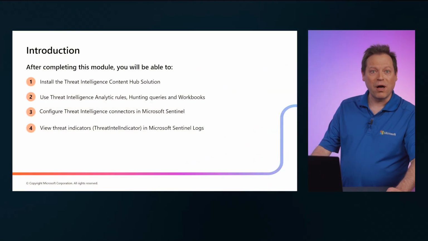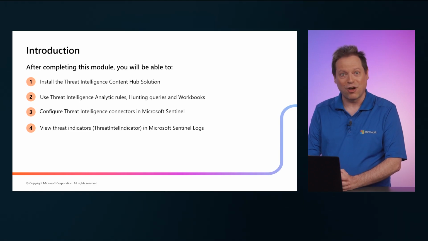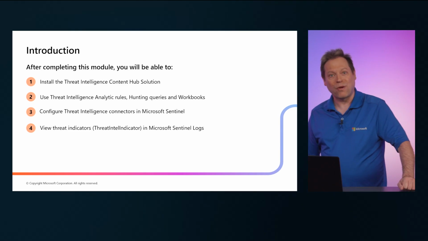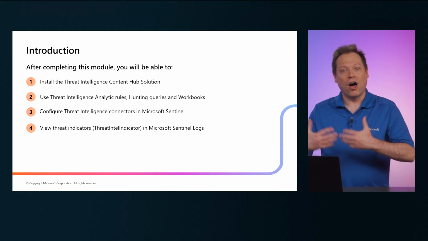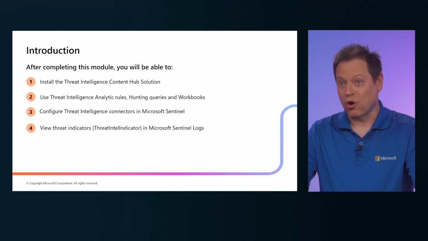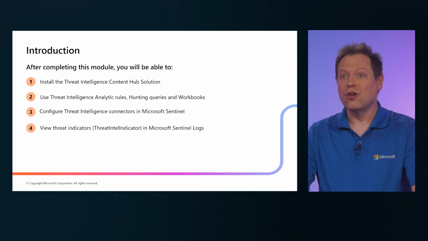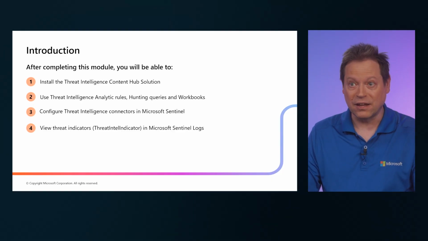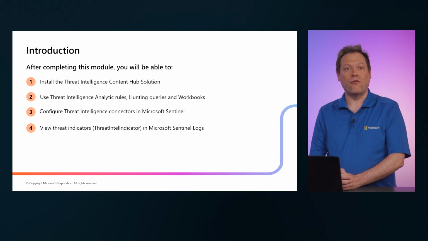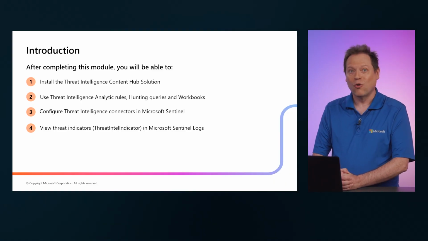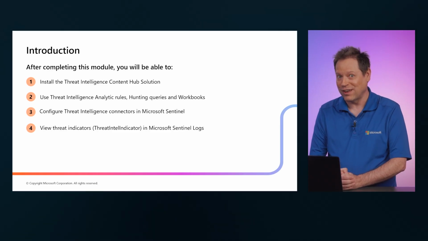After completing this module, you'll be able to install the Threat Intelligence Content Hub solution, configure the Threat Intelligence connector, use analytic rules, hunting queries, and workbooks, and view threat indicators in Sentinel logs through the ThreatIntelligenceIndicator table. These skills are foundational for enriching detection with external context and improving investigation efficiency.